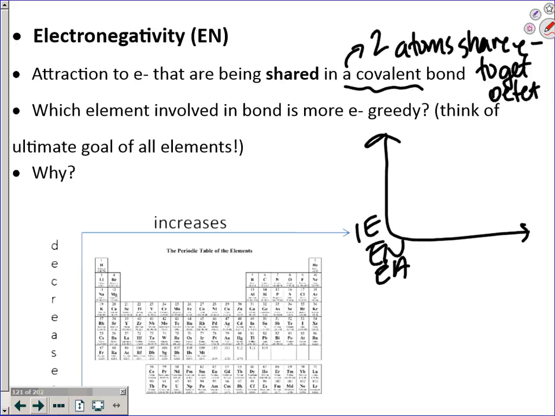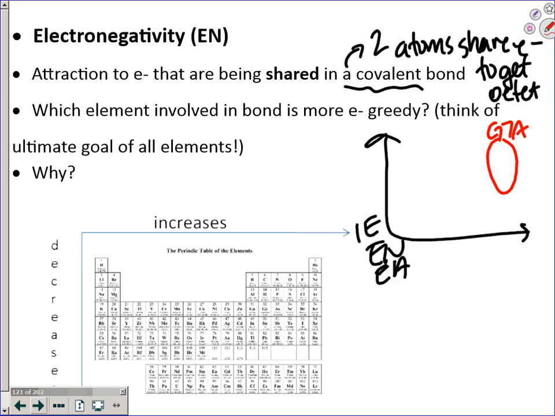Who so desires electrons so much they're willing to steal it from somebody else so they can look like that of a noble gas? Top right, okay? I'm going to say top right, but it's also entirely group 7A. Group 7A are the halogens, right? How many away are they from octet? One away, right? They want to rip an electron from somebody else just so they can become octet, so they can be stable just like all the noble gases.